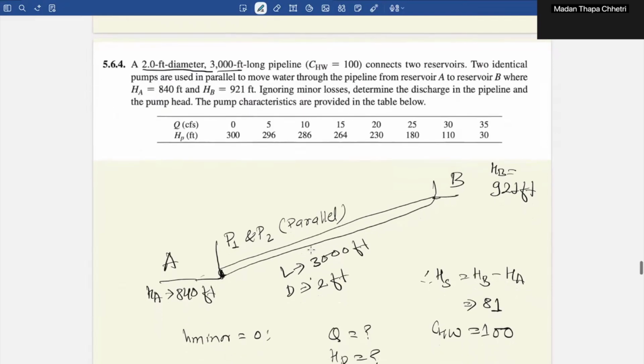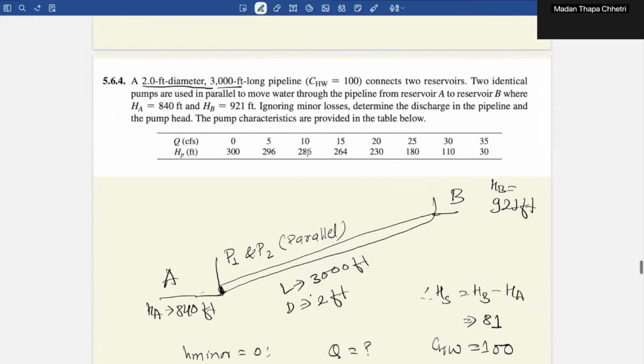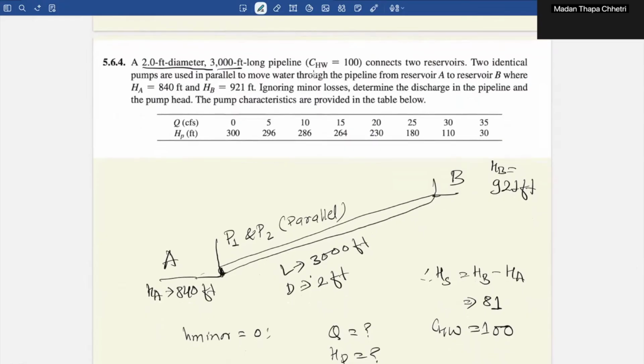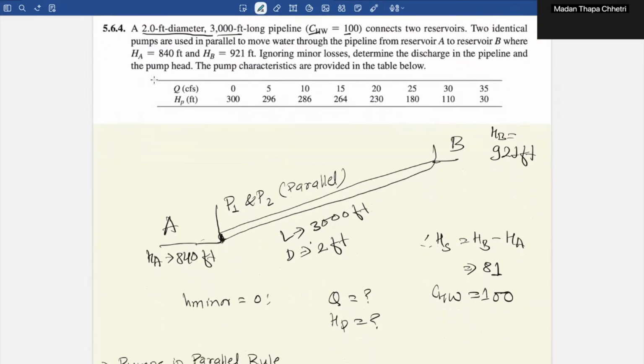So let us read through the question first. The question has given us the diameter of 2 feet and length of pipe as 3000 feet, and we will be using the Hazen-Williams equation, with a Hazen-Williams coefficient of 100, which helps us connect two reservoirs, and the two pumps are connected in parallel for moving water through the pipeline from reservoir A to B.